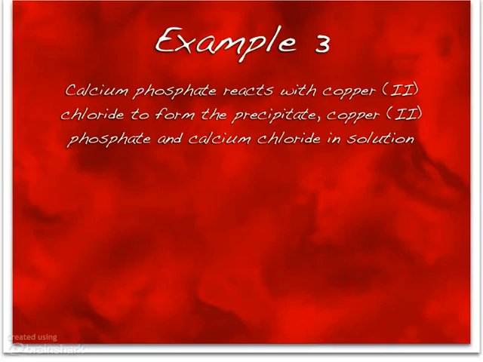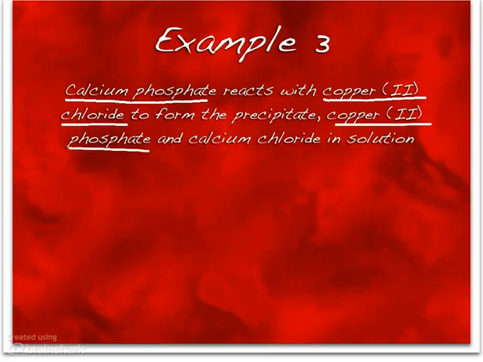This last example has a little bit more meat to it. It's going to be a little bit more difficult to do. If you read through, you notice you have calcium phosphate, copper 2 chloride, copper 2 phosphate, and then calcium chloride. Every one of those is a chemical name. They aren't elements and they aren't diatomic molecules, so you do have to figure out what type of compound they are. Calcium is a metal, copper is a metal, so that means every single one of these is an ionic compound.